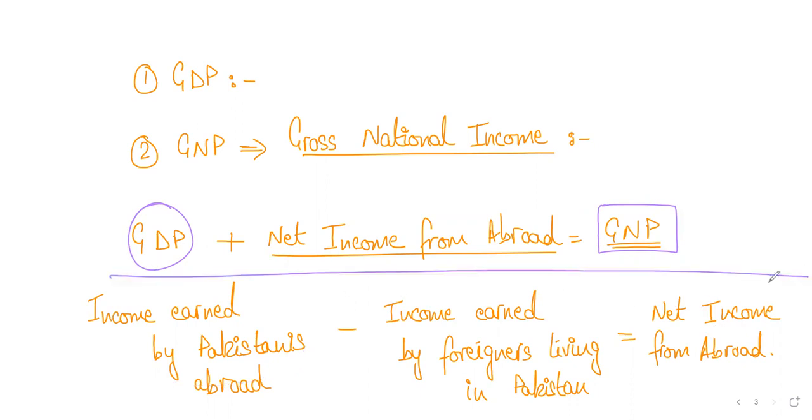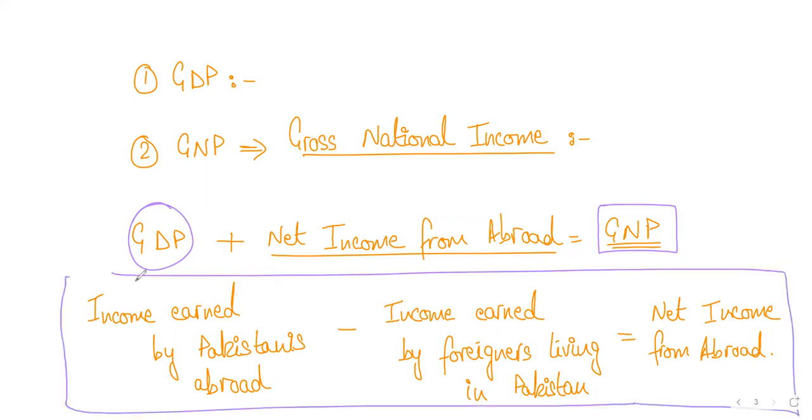That figure will give you how much is the net income coming from abroad. And then you add this to GDP to find your GNP.